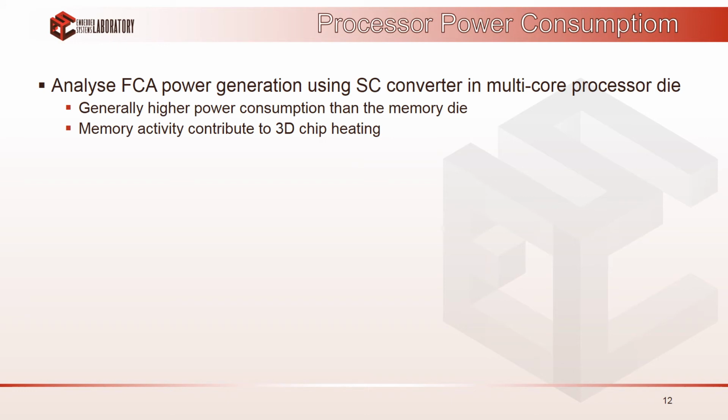In our simulations, we analyze the FCA power generation and converter efficiency in case of the processor, as it generally has a higher power consumption and suffers higher voltage drops than the memories. However, the memories contribute to the temperature increase of the whole 3D system.